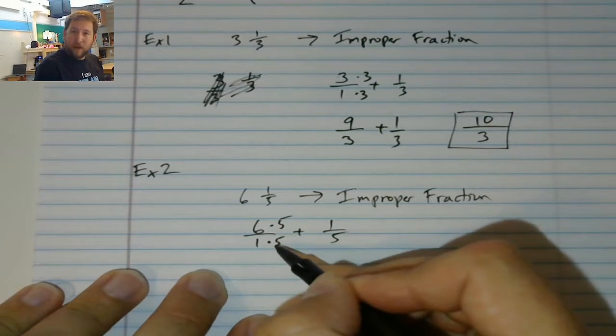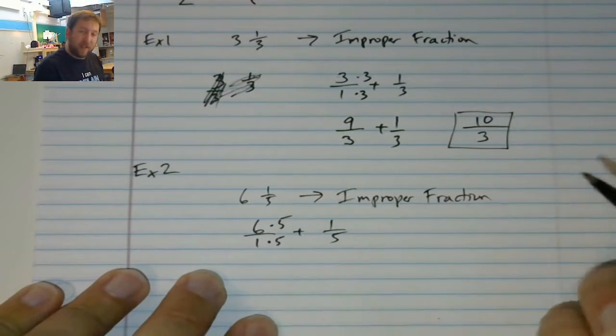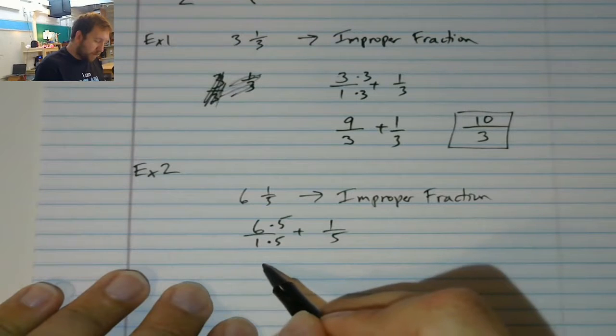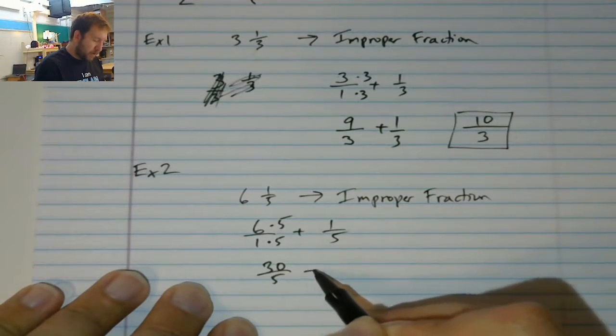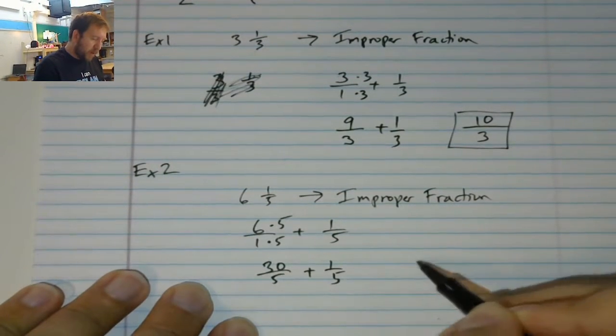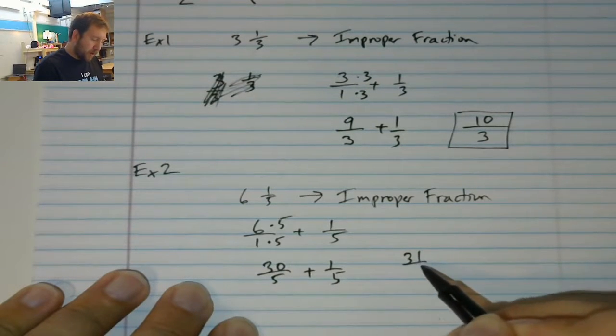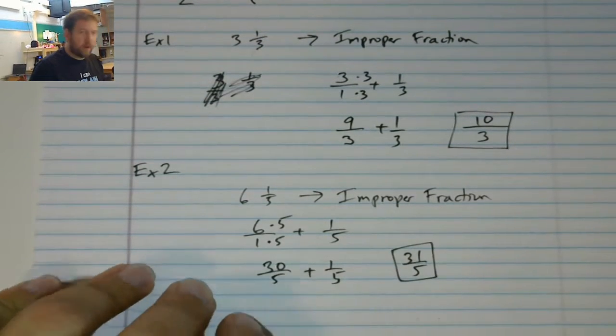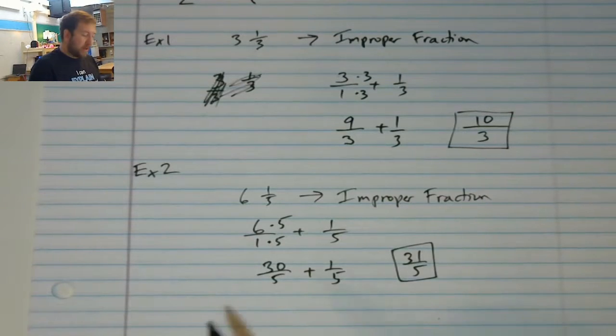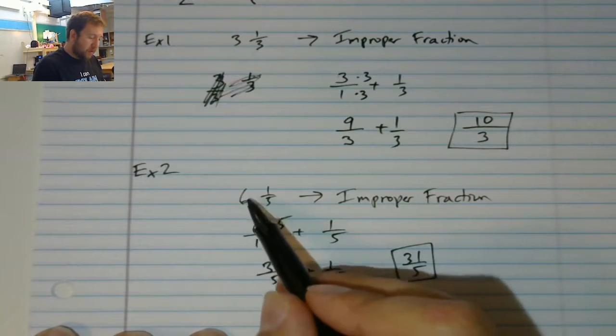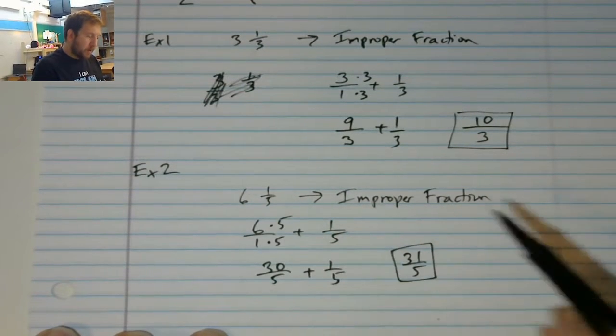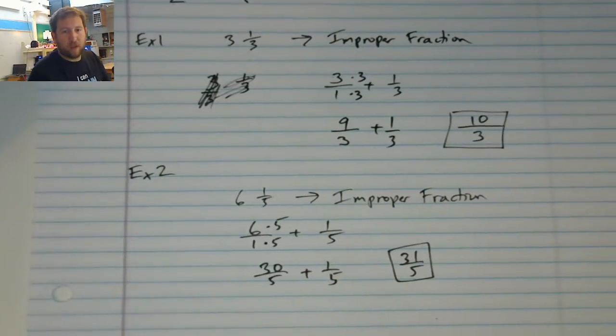And then I can multiply 1 by 5 to get it, and I have to do the same thing on the top. So now I have 30/5 plus 1/5, which gives me 31/5. Nice. So that would be my answer if I'm converting from a mixed number to an improper fraction.